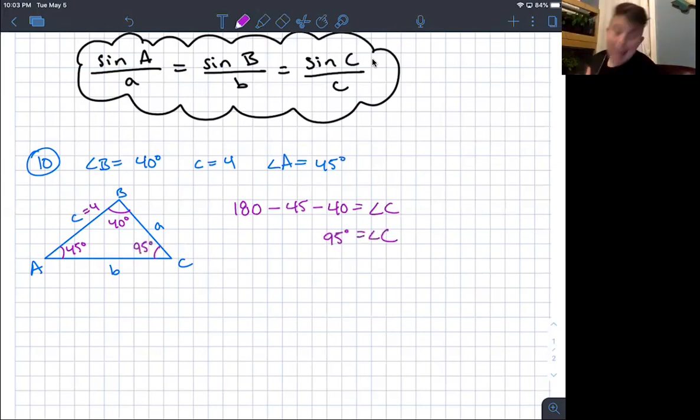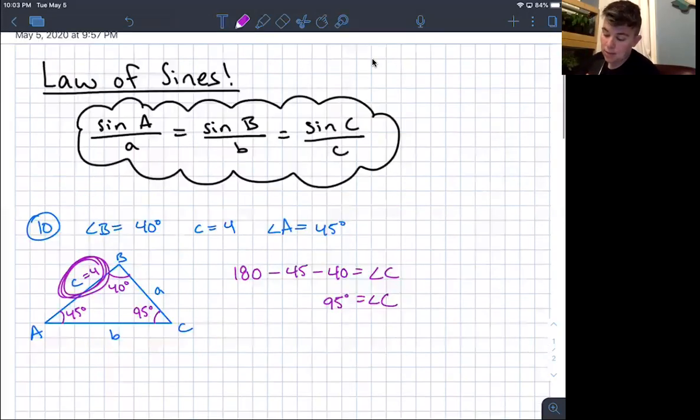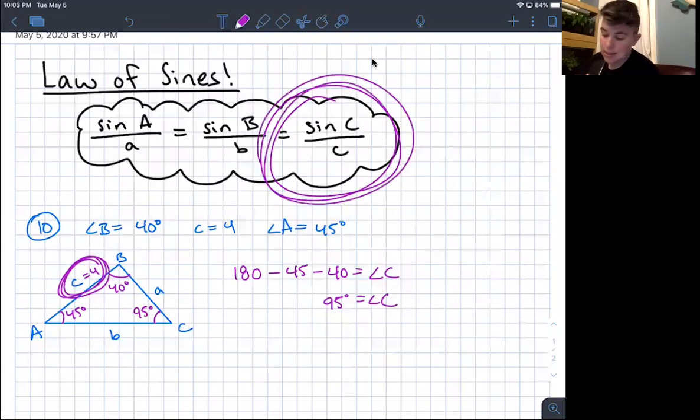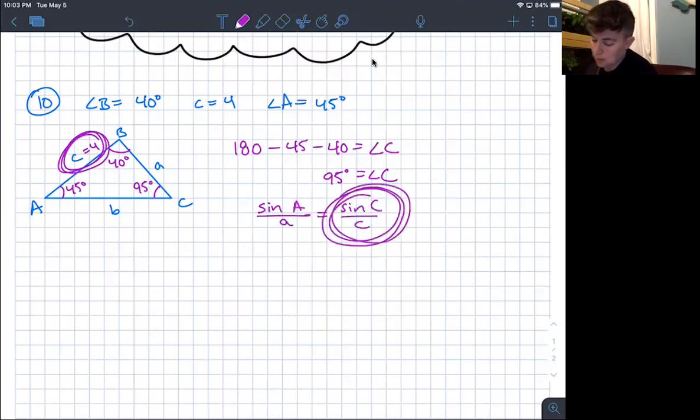Okay, so now I can use that information and figure out the missing sides, because I have side C, so I know I have a ratio that is going to be complete. I have this ratio right here, sine C over C, is going to be complete, which means I can use that to find some of the other ones. So I'm going to start with sine A over A, and then I have to have sine C over C, because this is the ratio that I know for sure.